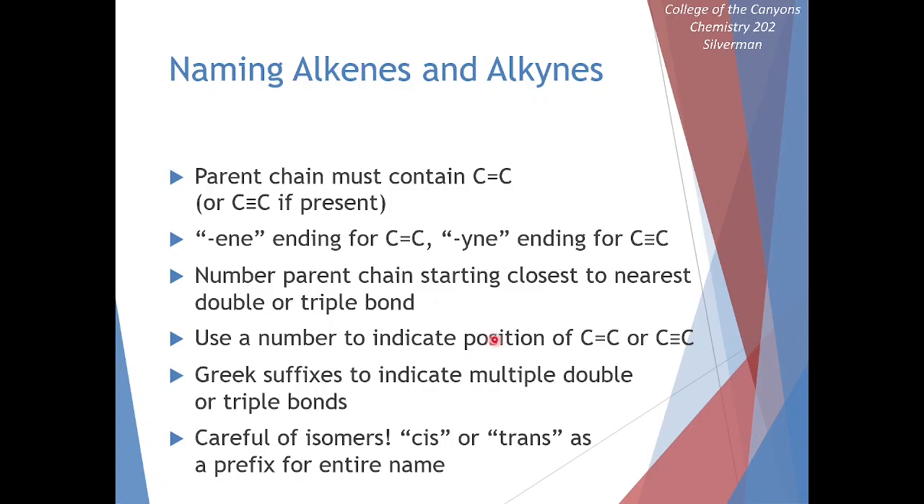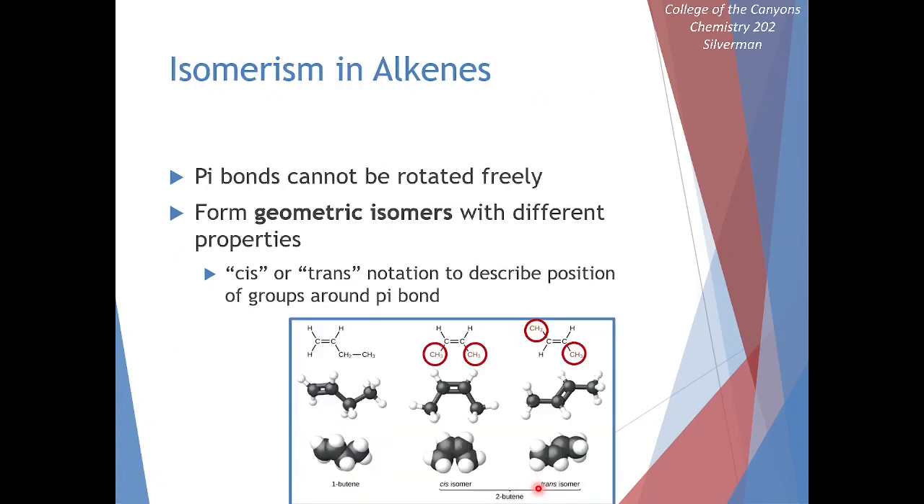A note here, when we have double bonds or triple bonds, we cannot spin around those bonds. Those bonds are rigid. Those pi systems make it so those bonds are rigid. For alkenes in particular, we want to be aware of the different isomers. We want to have that in our name as well.